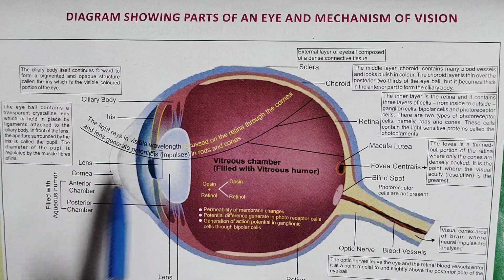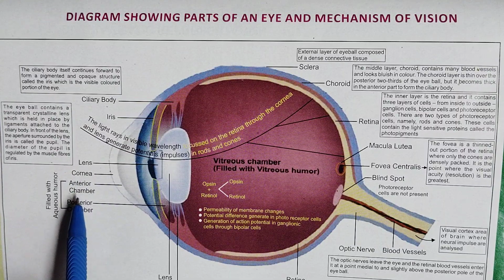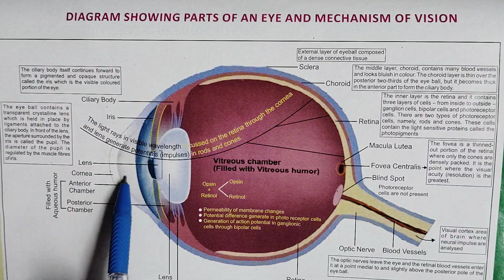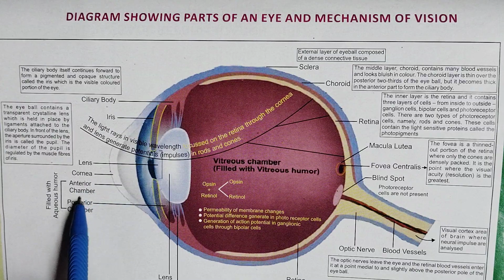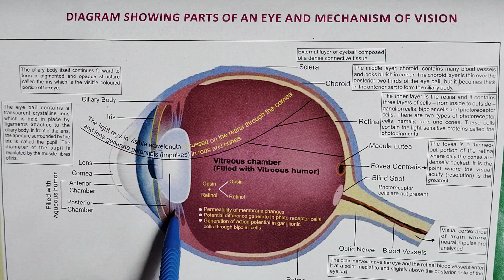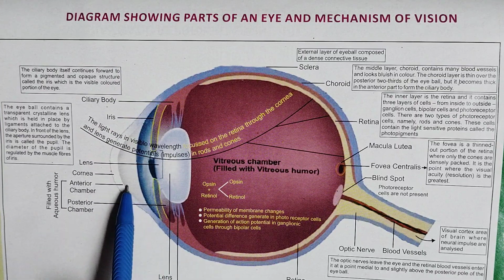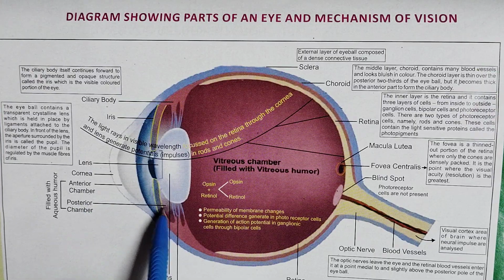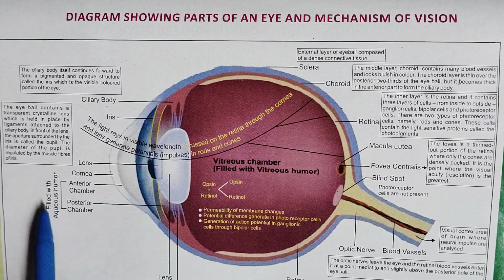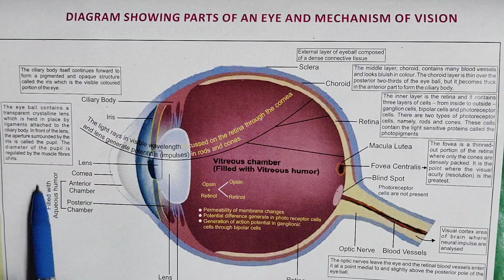Next is the lens. This middle part is the lens. The outer transparent part is the cornea, and behind the cornea there is the anterior chamber and the posterior chamber. Two chambers are there. Anterior chamber means front chamber, posterior chamber means inner chamber. Both are filled with aqueous humor.